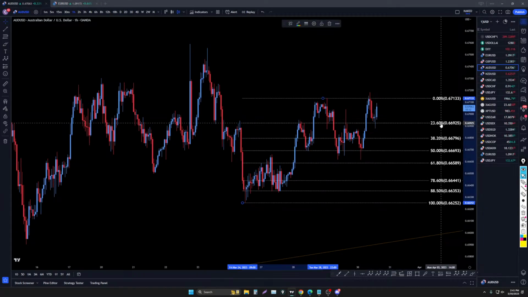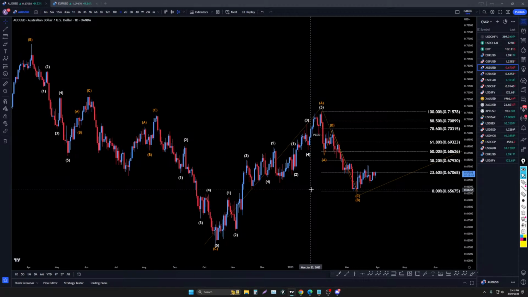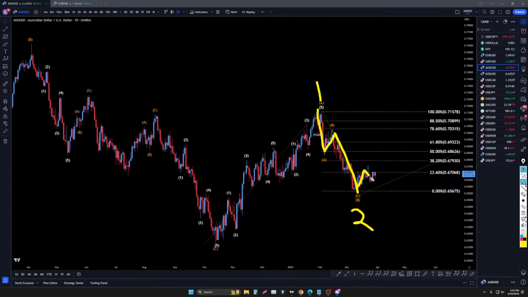Aussie dollar, same thing. Aussie dollar is going up too. It's got a lot of catching up to do, but I believe that it is going to do something very similar to what the other pairs are doing. So we have either an A or a 1. We got 3 waves down, either a B or a 2, and I do believe that this, just like the other ones, is just going to keep working its way up, either for a 3 or wave C.